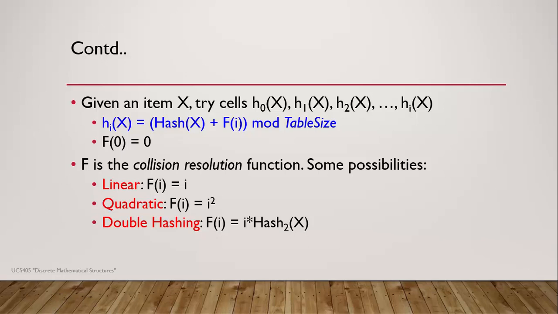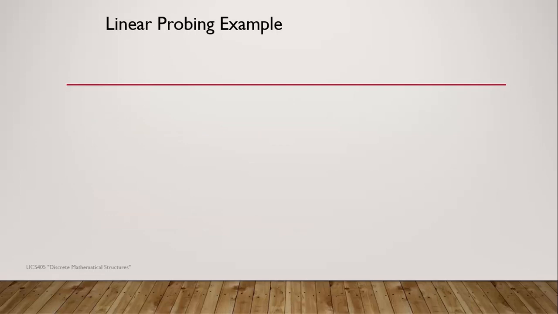Now the value of f(i) will depend on the type of technique used. If we are using linear probing, then f(i) is equal to i. If we are using quadratic probing, then f(i) is equal to i squared. And if we are using double hashing, then f(i) is equal to i times hash2(x), where hash2 is another hash function.